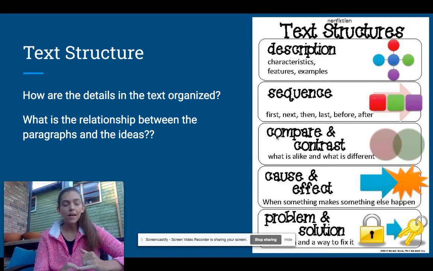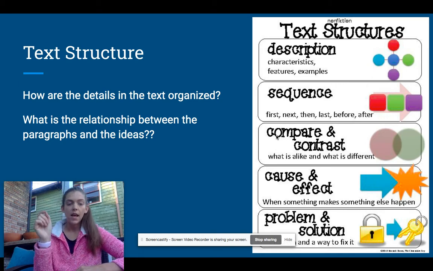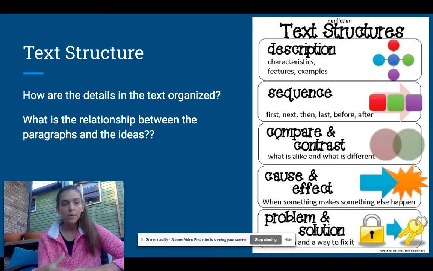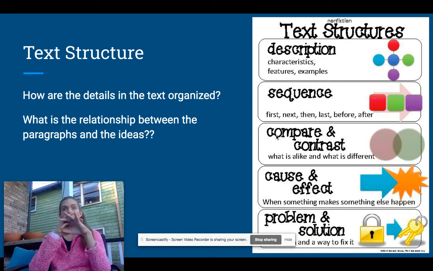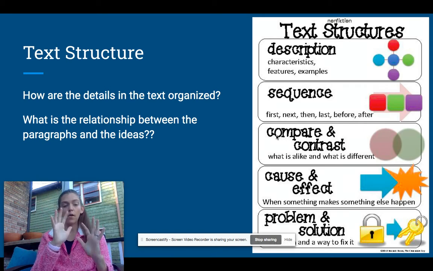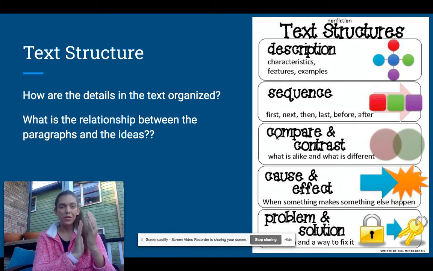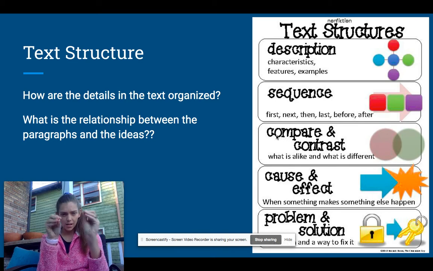So we have to think about how the details in a text are organized, and we have to think about the relationship between the paragraphs, or the chapters in this case, and the ideas that are presented. Remember, text structure is very similar to making connections, but in the structure, you're really talking about the overall, the bigger picture of it. And when you talk about connections, you're talking about 2 details and how they're connected. Okay?